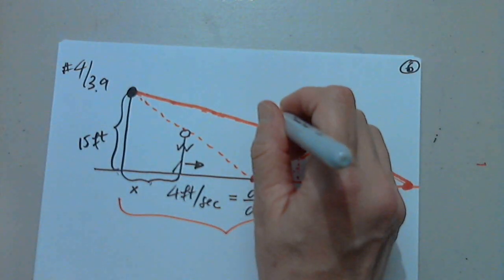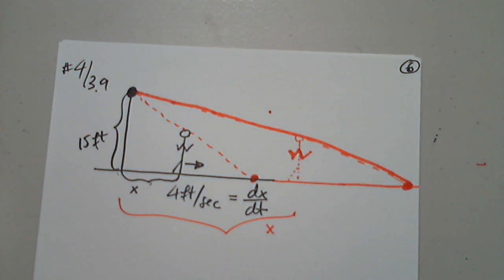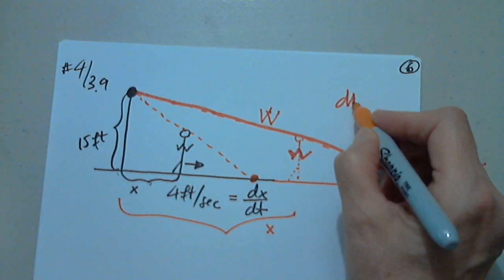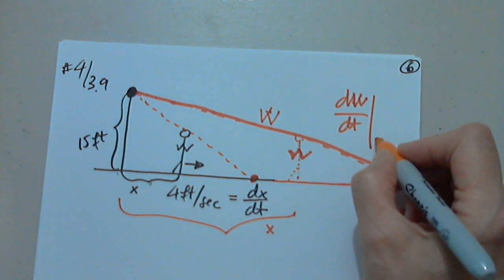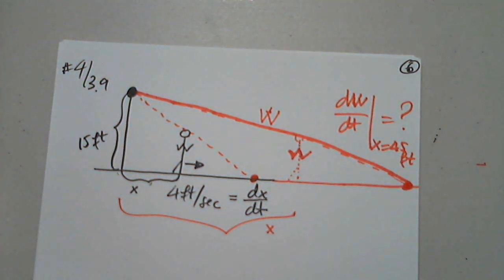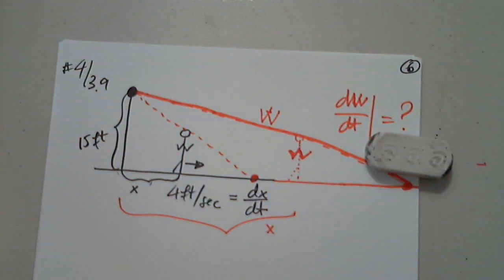So one more time. A man 6 feet tall walks away from the pole with a speed of 4 feet per second along the straight path. Fine. How fast in feet per second is the tip of his shadow moving when he is 45 feet from the pole? So I'm going to call this W. So we want to find dW over dt when x is 45 feet. This is our question. And of course, we know that this is the trap.